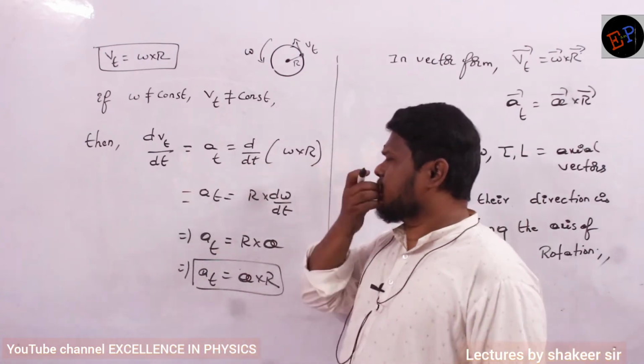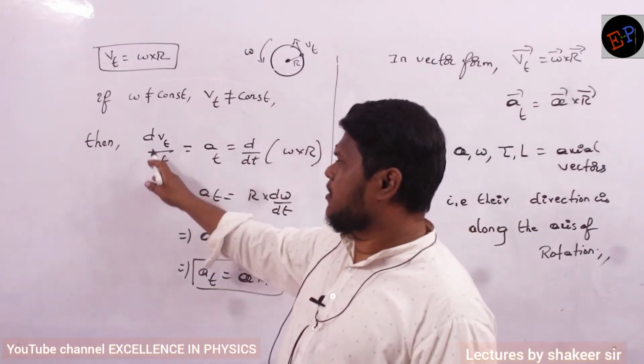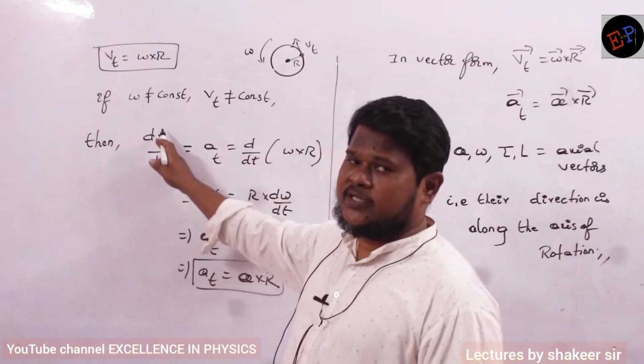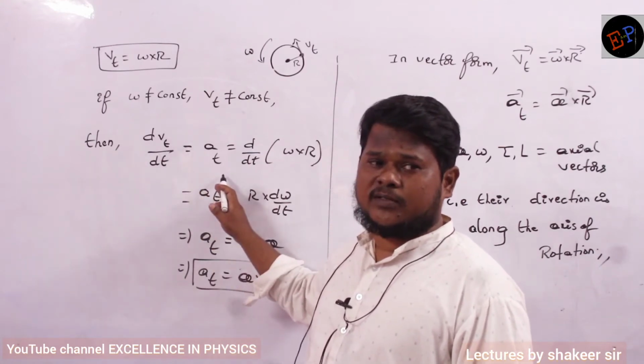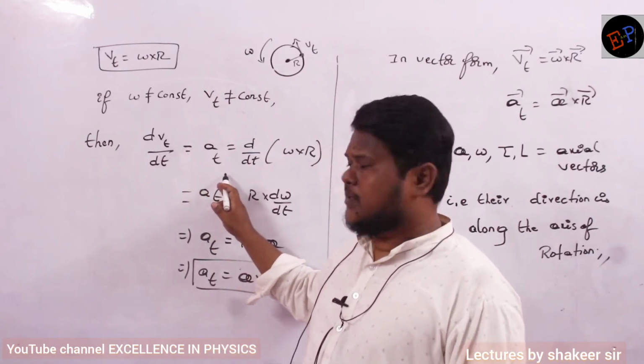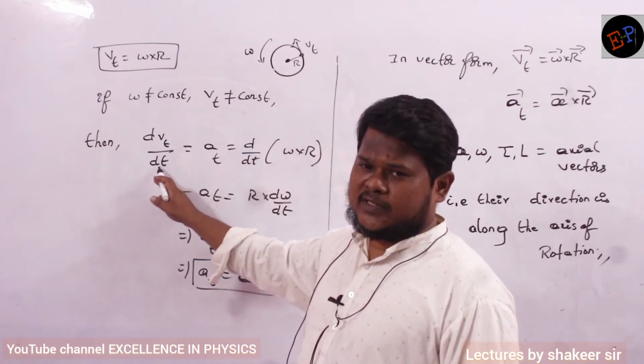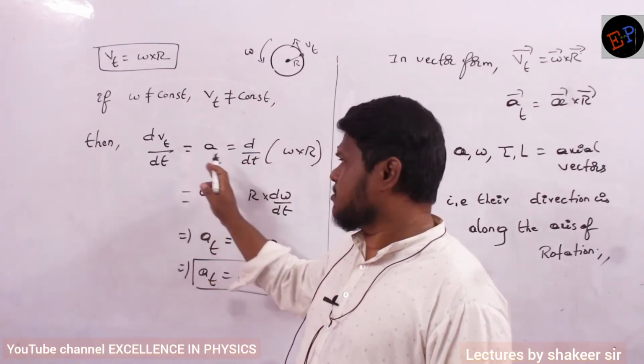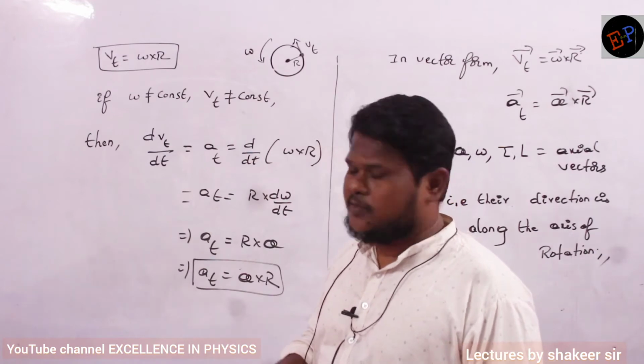So therefore, if you differentiate this with respect to time, dvt by dt, change in velocity by time is called what? Acceleration. So this is linear velocity, linear tangential velocity. This is linear acceleration. Understood now?